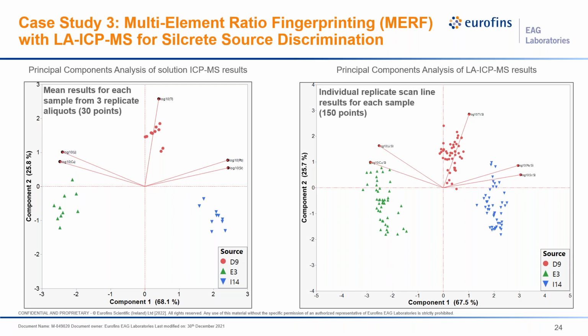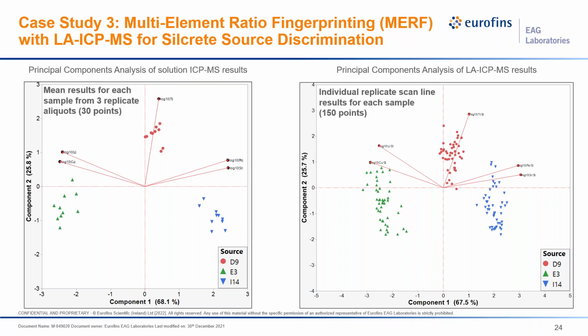Over on the right is your laser ablation data. These are not averaged, so these are 150 data points, 30 samples times 5 replicate ablations, and you can see essentially the same result. We have non-overlapping groups of samples from each source, and using the same elements, they are spread apart the same way. So using lithium, copper, strontium, thallium, and lead, the same source discrimination was achieved with each technique.